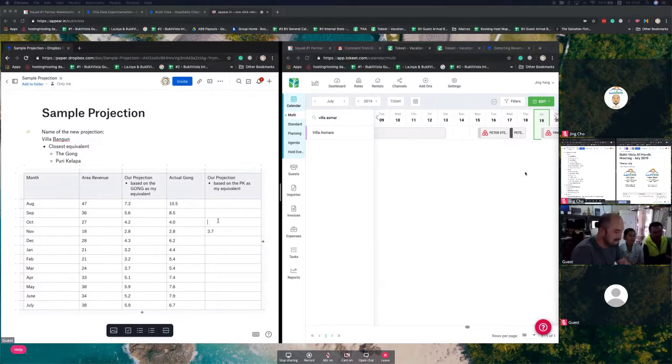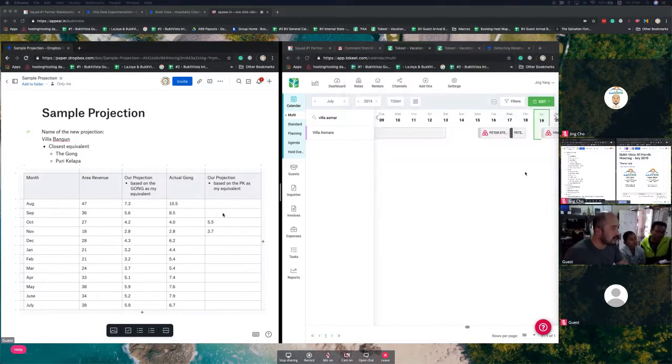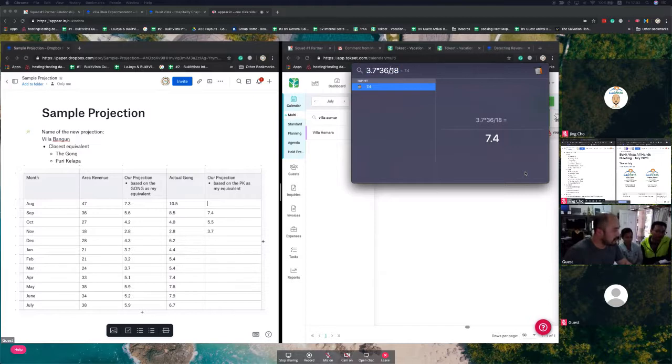5.5. And then the next one is, let's see if you follow this one. If I want to figure out what it is for September, what number do I use on the top? No, I use 36. Okay, 36, and I get 7.4. Okay, and then August. What number should I use? 47? Okay, 47. 9.6.